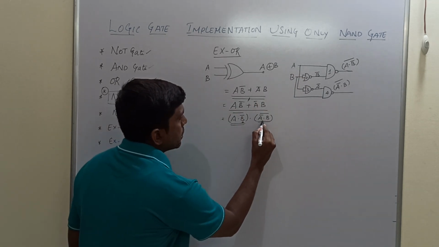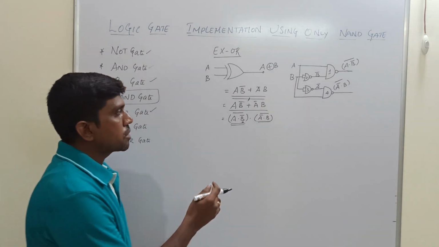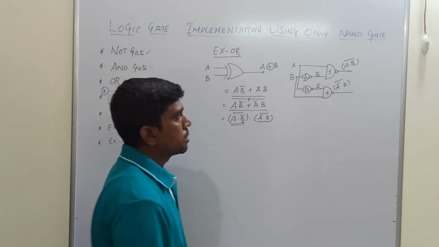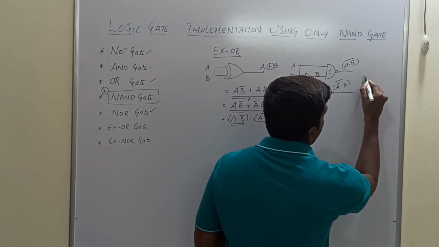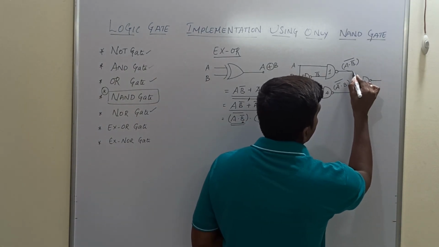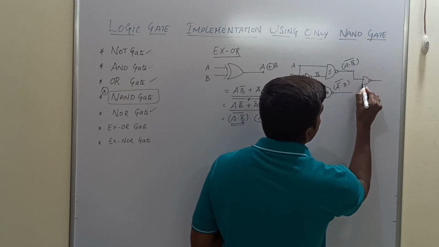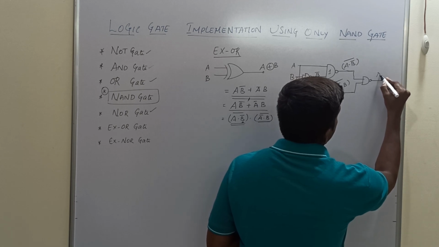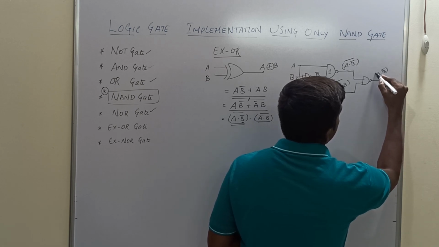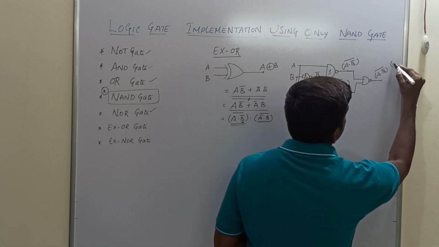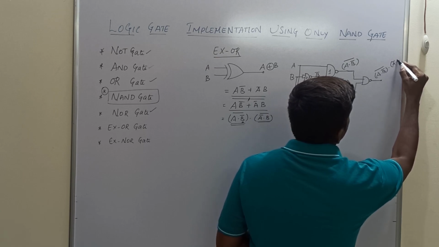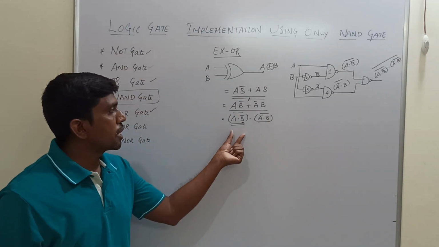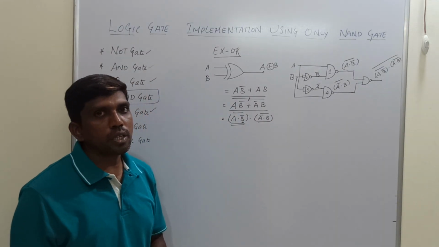So far we have obtained these two product terms. So the next step is just to multiply these two terms, then take the complement. So using one more NAND gate for taking the product of these two values, then the complement of the values. So (A dot B bar the whole bar) dot (A bar dot B the whole bar), then whole bar. So this expression is implemented using NAND gates.